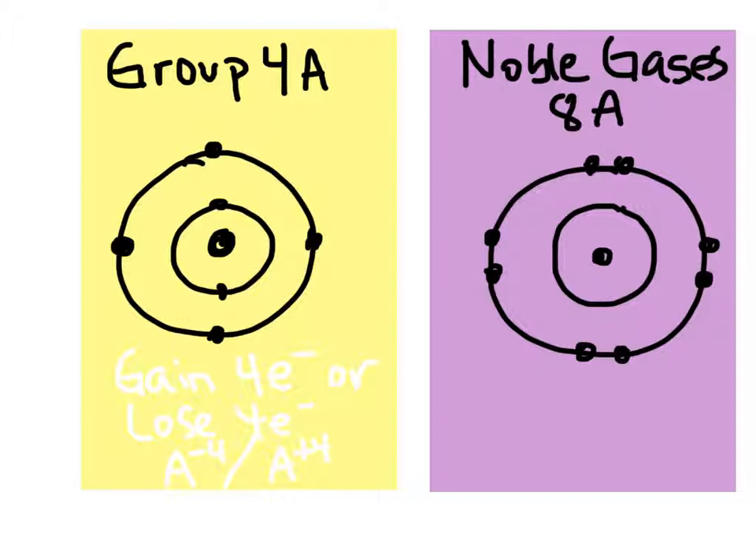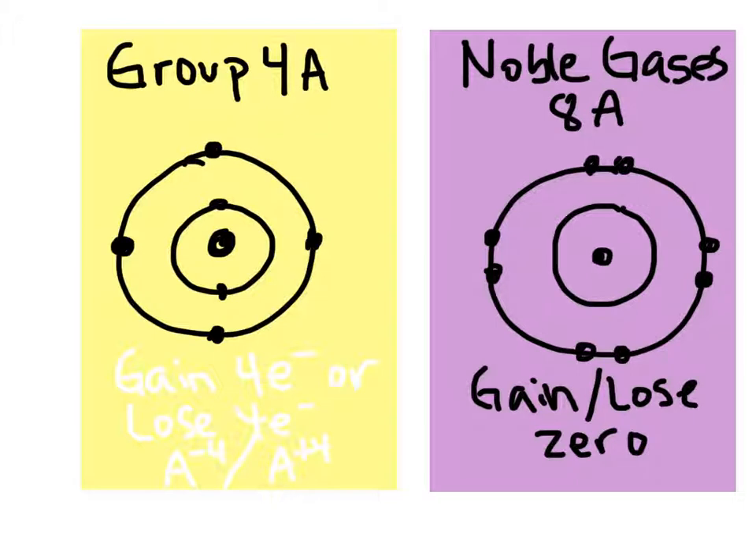Now, noble gases, on the other hand, already have 8. So if they already have 8 in their valence shell, they are already happy. They don't want any more. And so if you have a noble gas, you're going to put gain / lose 0. And they are not going to make ions. They will always have an equal number of protons and electrons. So you would put the symbol with a 0 up on top.